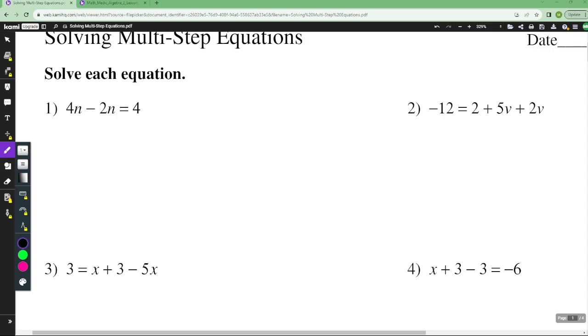Number 1, 4n minus 2n equals 4. Well, 4n minus 2n is going to be 2n equals 4. Divide 2 from both sides, get n equals 2.